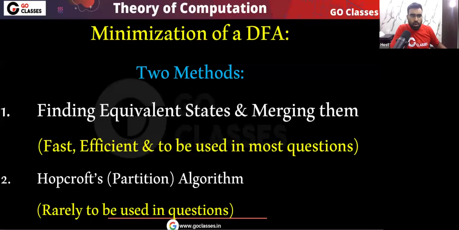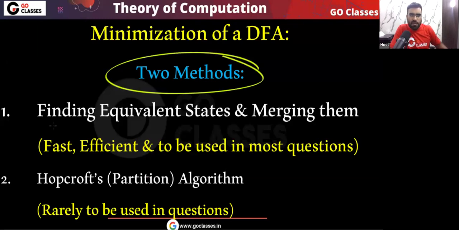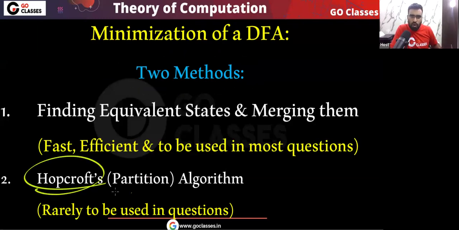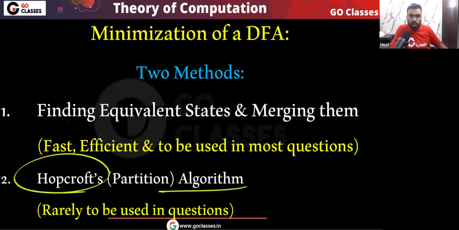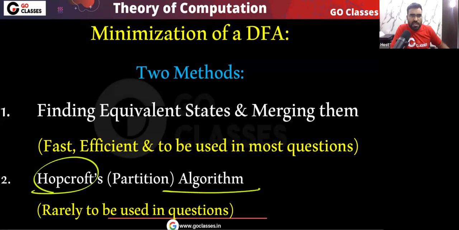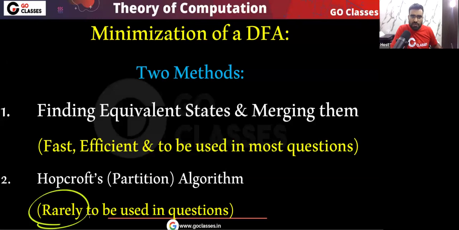I told you that there is another method for DFA minimization, that is Hopcroft partition algorithm, or I can say Hopcroft algorithm. This Hopcroft algorithm also we will discuss. We will do a lot of practice of this algorithm also. But let me tell you that this Hopcroft algorithm is inefficient, and we will rarely use it in the questions.